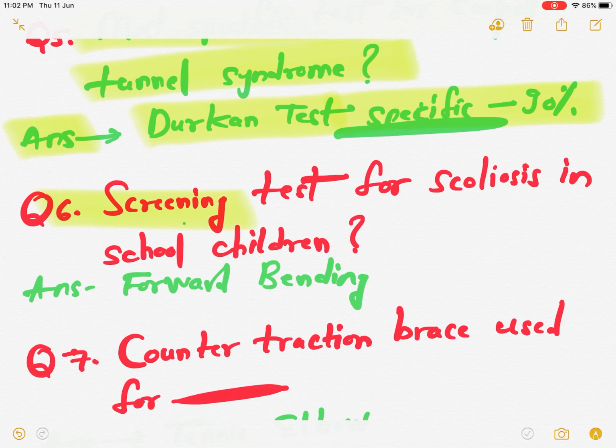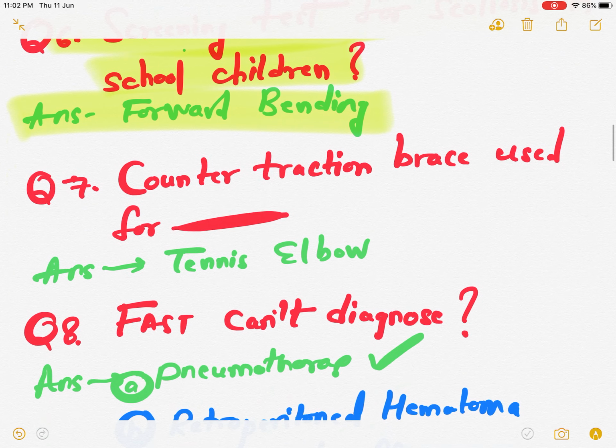Next question is the screening test for scoliosis in school children. This question is very important. Many of the students mark the wrong choices, but the answer is forward bending.